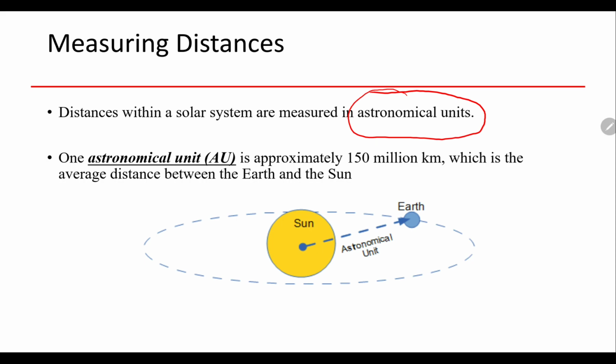Okay. And one astronomical unit is approximately equal to the average distance from the center of the sun to the Earth. And that represents about 150 million kilometers. So it's a large distance. And when we have large distances, it's hard to keep track. But that allows us to say the distance from the Earth to the sun is 1 AU.